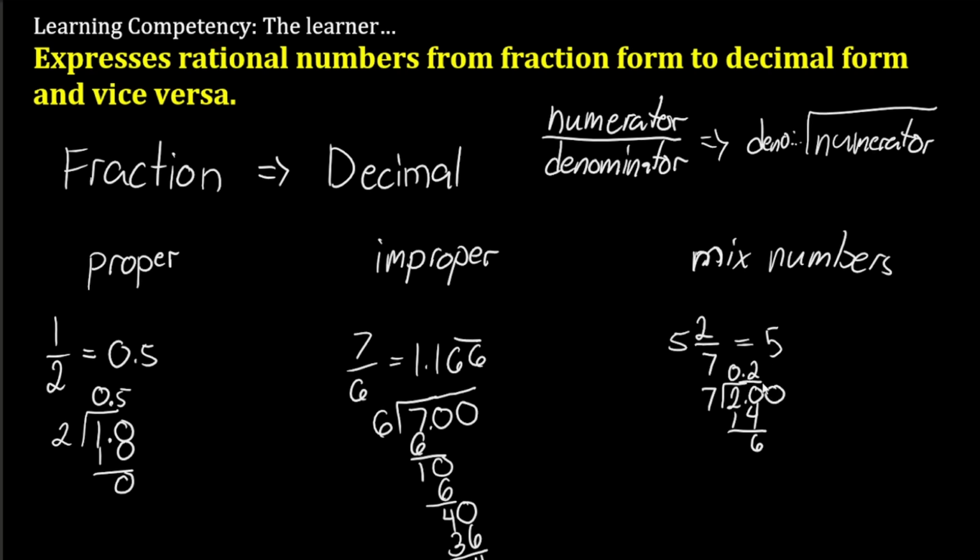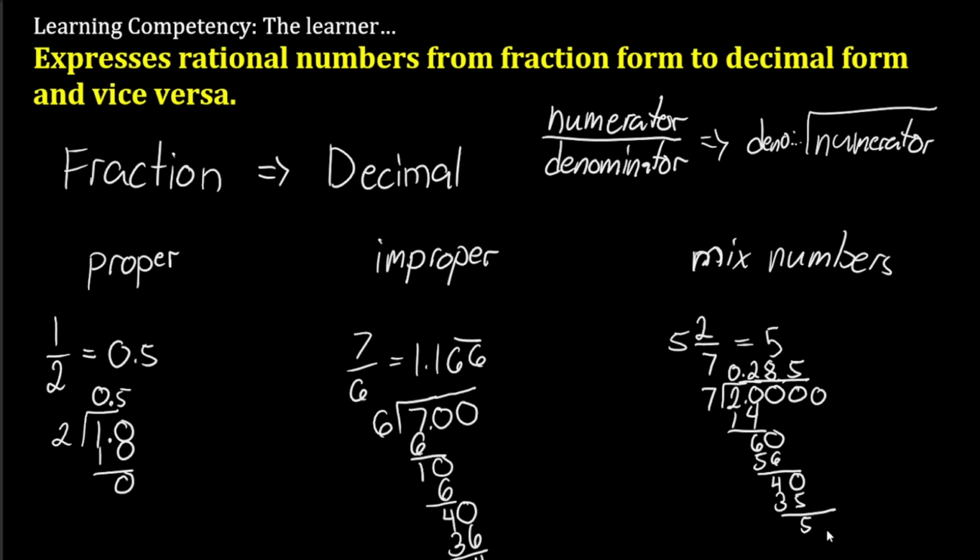Let's add one more 0 here. Extend this line. How many 7s are there in 60? It's going to be 8. 8 times 7 is 56. And this is going to be 4. Let's add one more 0. Extend this line. How many 7s are there in 40? There's going to be 5. So 5 times 7 is 35. The remainder would be 5.